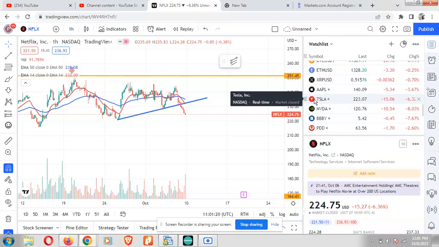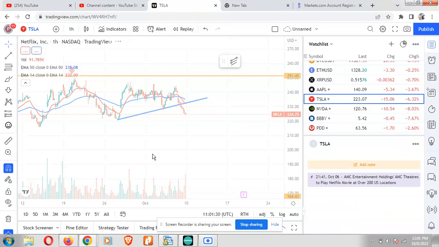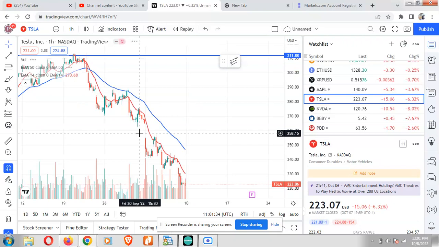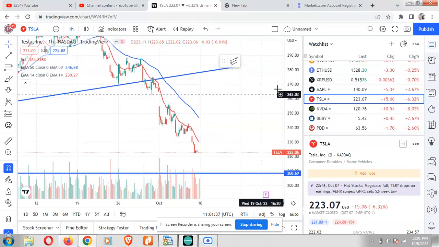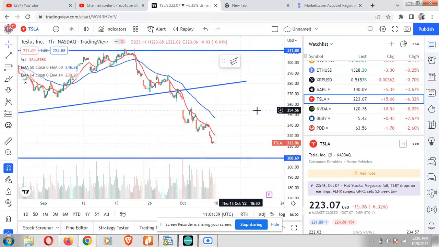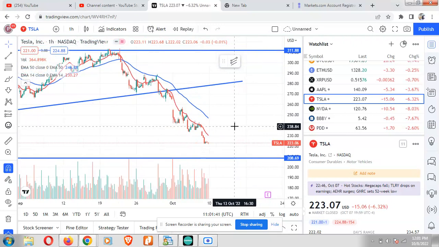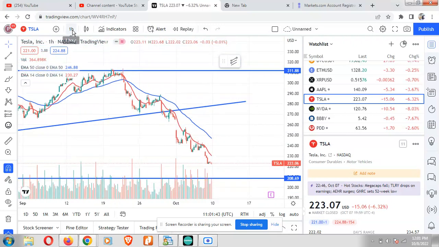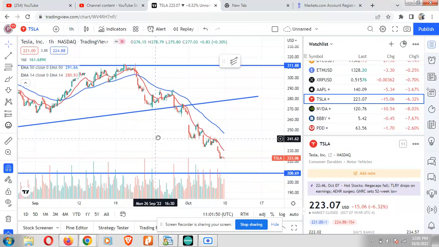For those of us who want to add it to your watch list, please go to add symbol and type it there, and it will appear. So Tesla is on my watch list already. I click Tesla just to analyze the Tesla chart. So beautiful. Here is Tesla. My pointer is on the 1 hour time frame. Here is the Tesla chart, 1 hour time frame.